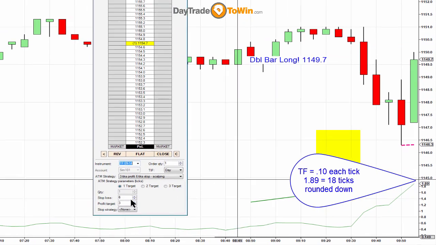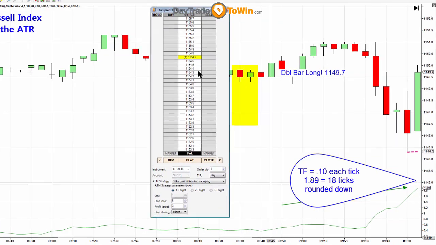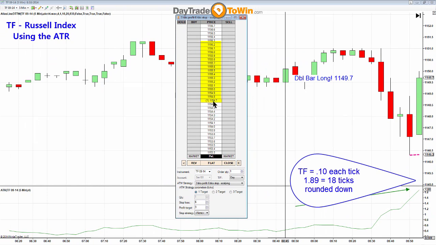I'm going to see how each increment or each tick is displayed. So it's displayed as 1154.7, 0.8, 0.9, 0.0, 0.1. So these are actually in tenths. So each increment, the tick, as it moves up or down, the smallest increment is actually a tenth, not a quarter.